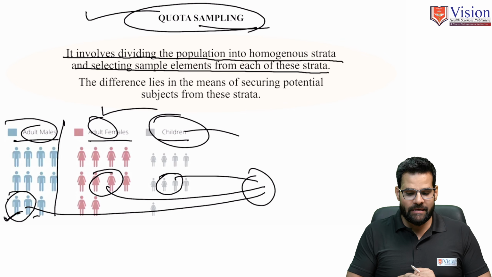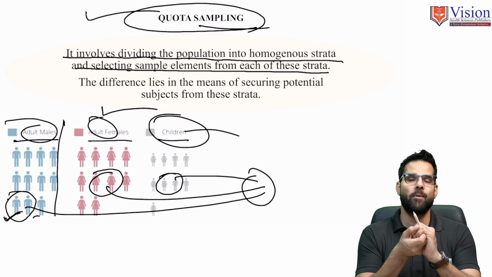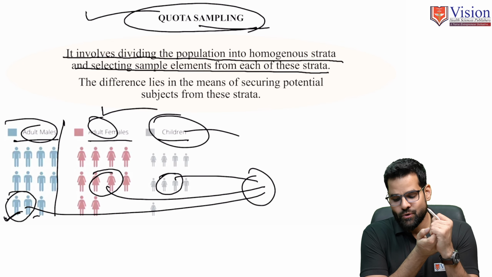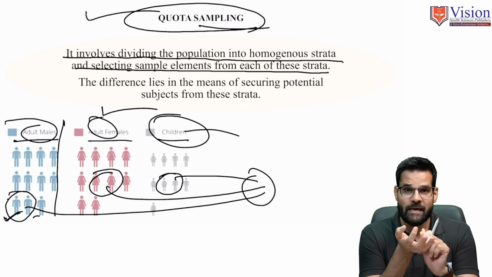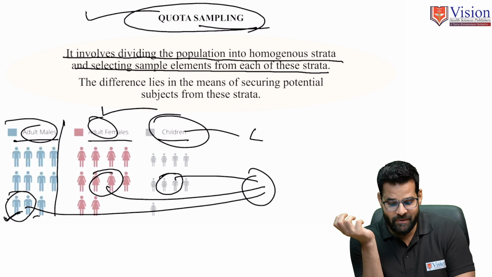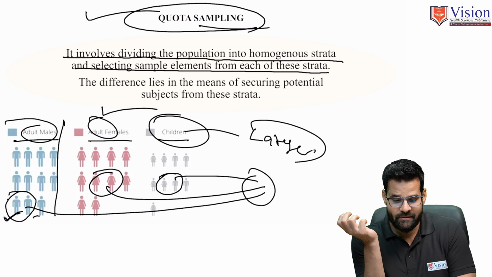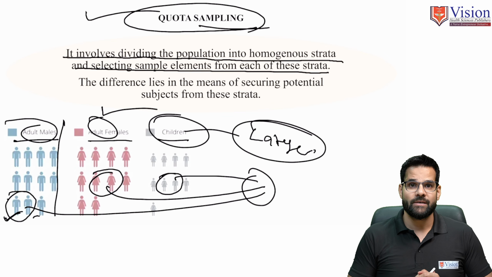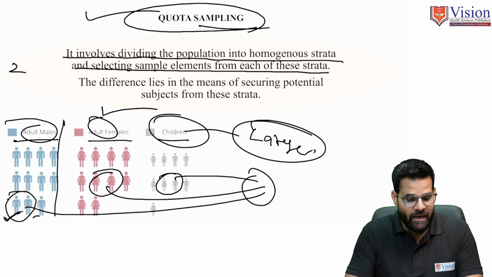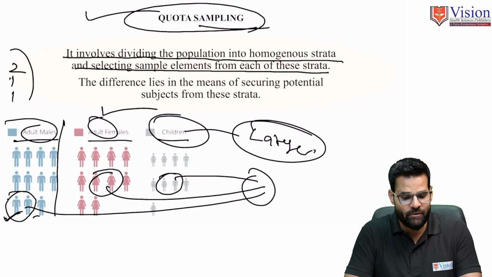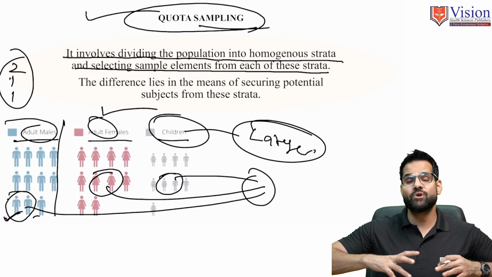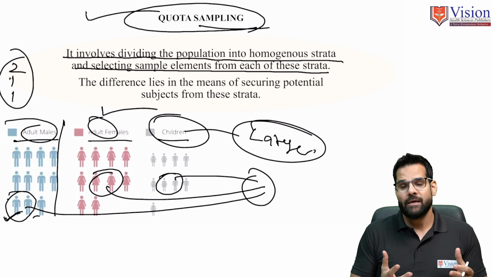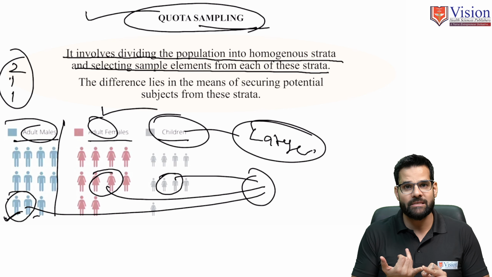What is a major disadvantage of this? Again, it is non-probability sampling, so there are chances of error and bias, and of course you need a large sample size, same like stratified. Suppose there are only 2 males or 1 female or 1 child, or very few samples, then you cannot make a quota. Because whenever you do quota sampling, first of all you need to have a large sample size.